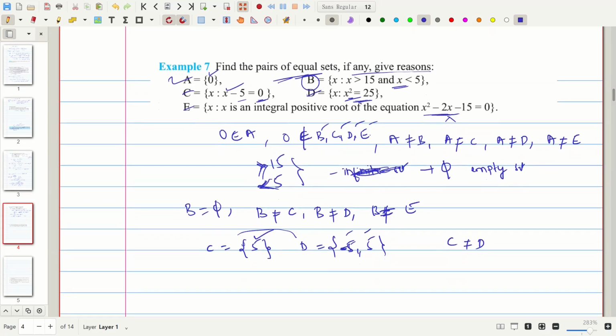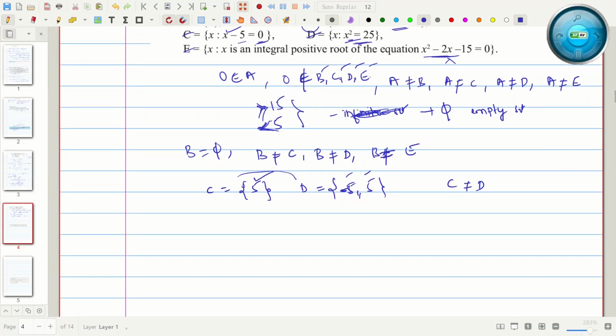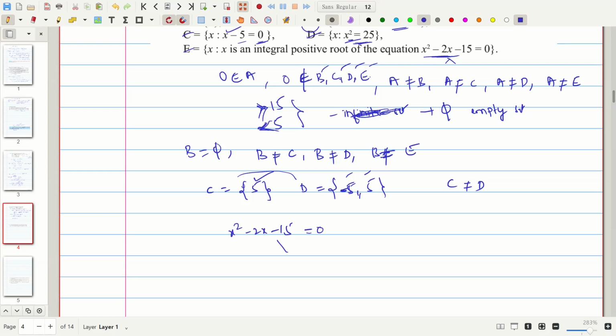And the next, if we solve the equation x square minus 2x minus 15, what will we get? The value of 5. Sorry, here we need to find the root of the equation. If you put the value of 5 here, then this equation will be satisfied. 0 is equal to 0 will come. Therefore the E value is 5 here.